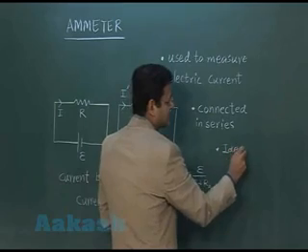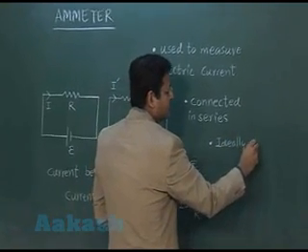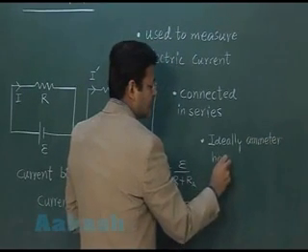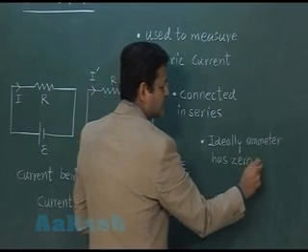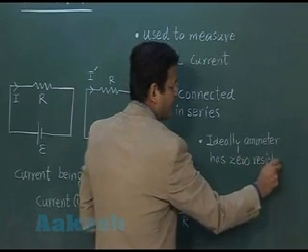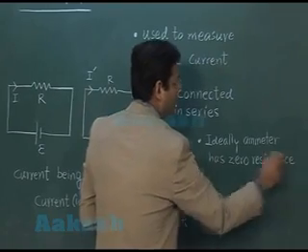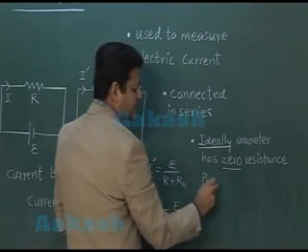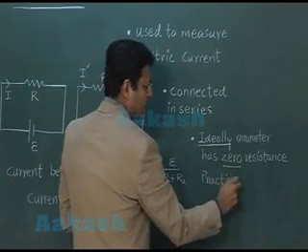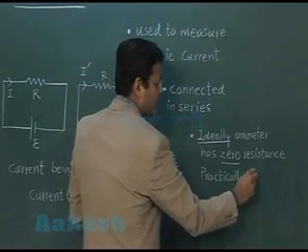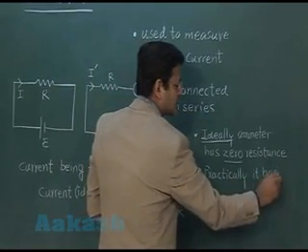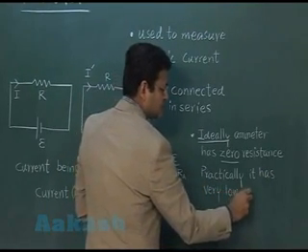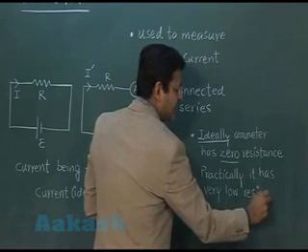Ideally, an ammeter has zero resistance. Practically, it has very low resistance.